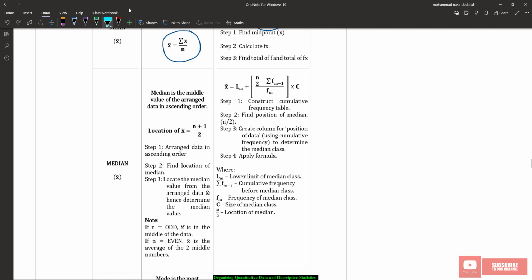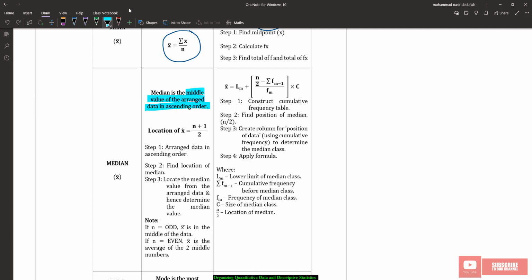Median is the middle value of the arranged data in ascending order. Means that you need to arrange data in ascending order, then you find the value of median. Listen, now you need to listen first. Later on we will do some examples. I just want to explain to you what is the meaning of mean, median, and mode, standard deviation, and variance.